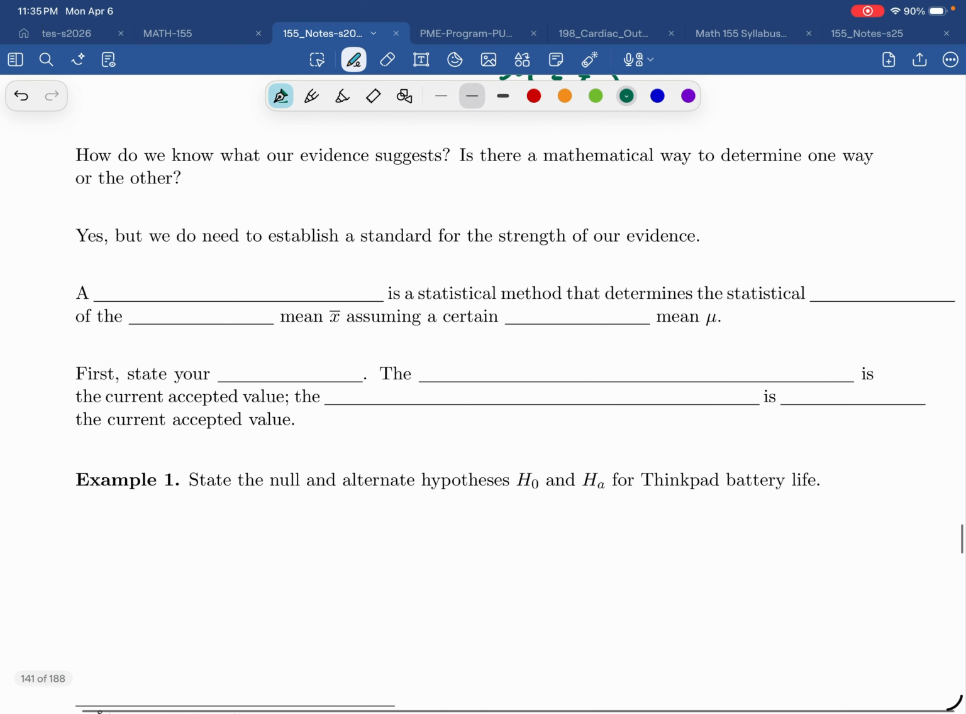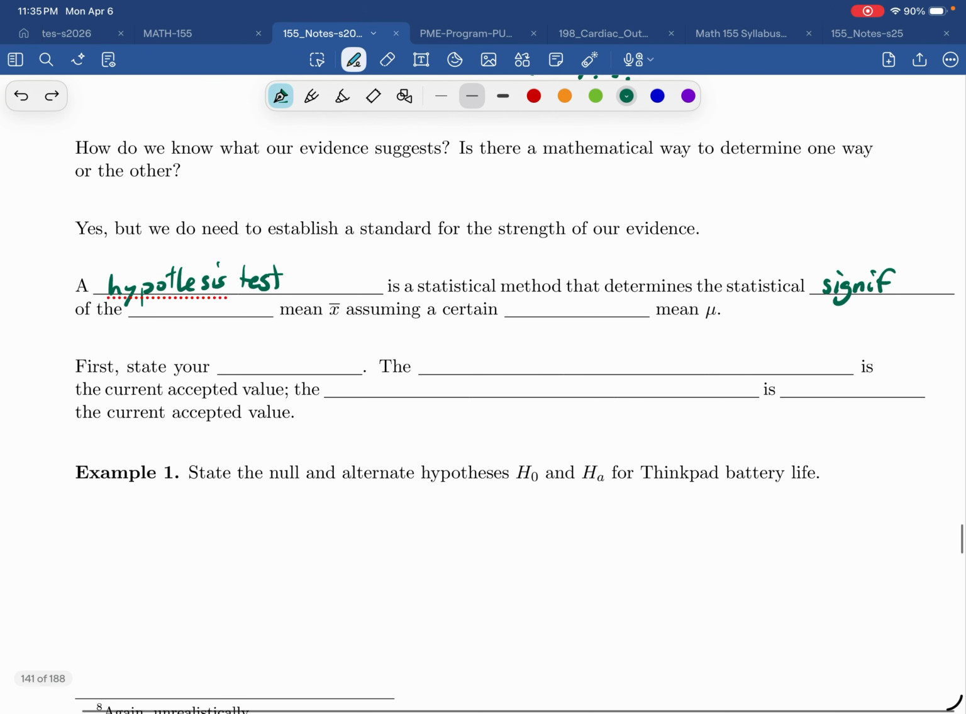So what we're going to do is we're going to perform something called a hypothesis test, which is a statistical method that determines the statistical significance of the sample mean, assuming a certain population mean.